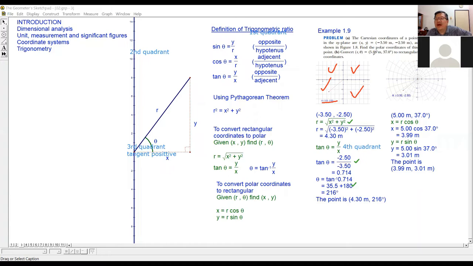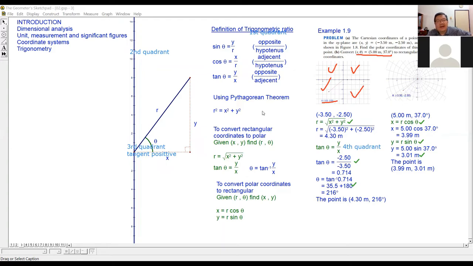The problem now is we have a polar system: 5 meters and 37 degrees. How to convert them into rectangular system? To convert them to rectangular system, you have to use this one. X equals R cos theta and Y equals R sin theta. So you substitute these numbers. 5 cos 37 and you get 3.99. And this is the X coordinate. When you substitute this inside the Y coordinate, R sin theta, R is 5, theta is 37, you use your calculator and it is 3.01.